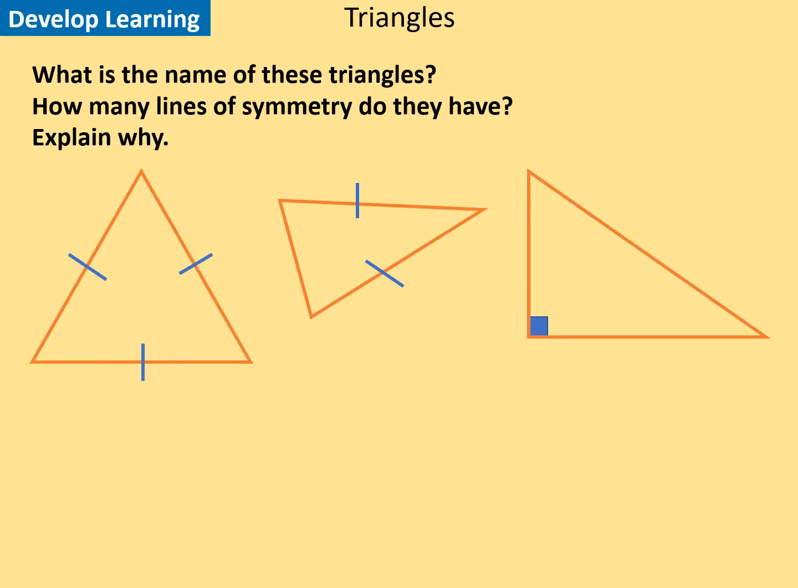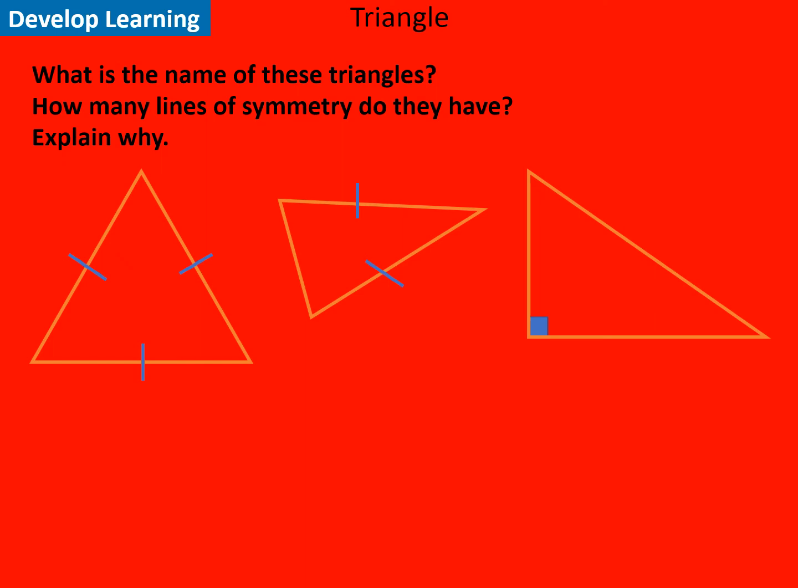Let's have a look at the line symmetry in triangles. We have 3 different shapes here, obviously different triangles. What I would like you to do is for each of these triangles, answer the 3 questions that are displayed. What is the name of these triangles? How many lines of symmetry do they have? And explain why. I'd like you to time 5 minutes to answer these 3 questions for these 3 shapes on the paper in front of you. Please pause the video, time 5 minutes, and off you go.